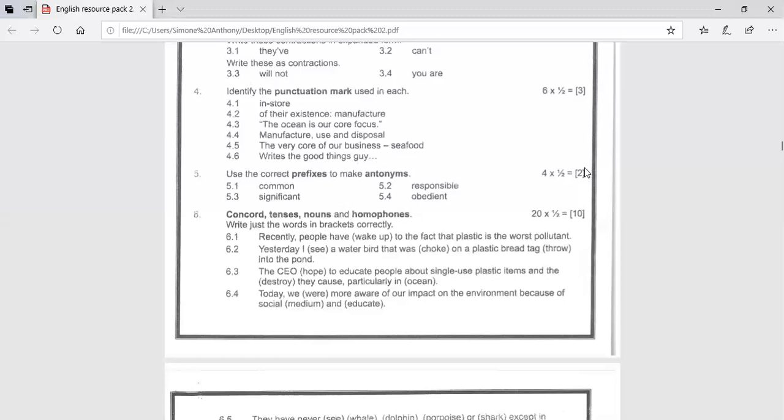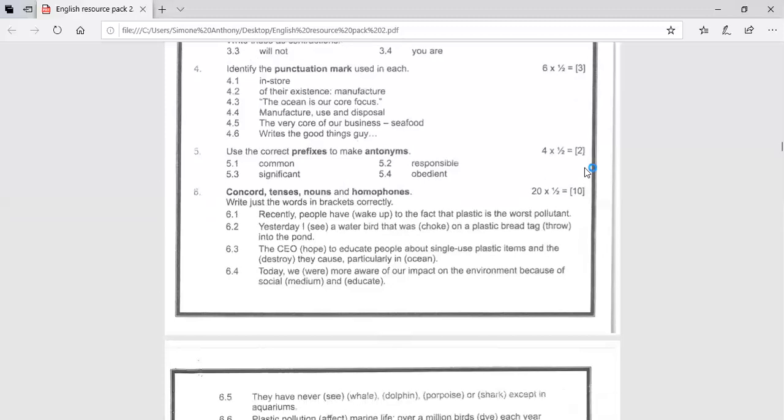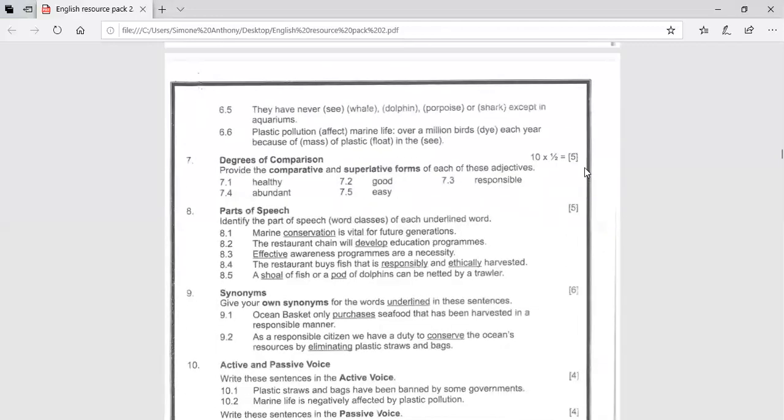6.4. Today we were more aware of our impact on the environment because of social media and educate. So it would be, today we are more aware of our impact on the environment because of social media and education. We look at 6.5. They have never seen whale, dolphin, porpoise, or shark except in aquariums. It would be, they have never seen whales, dolphins, porpoises, or sharks except in aquariums.